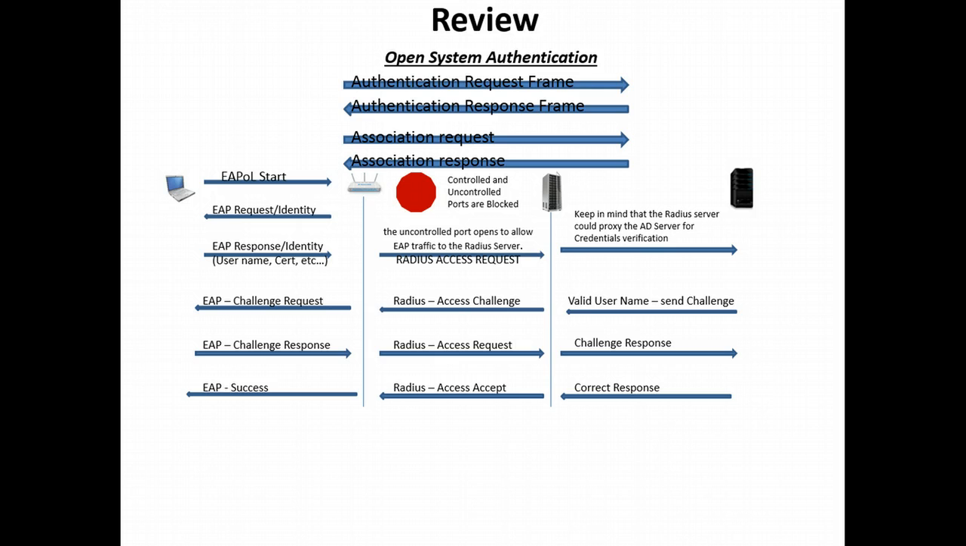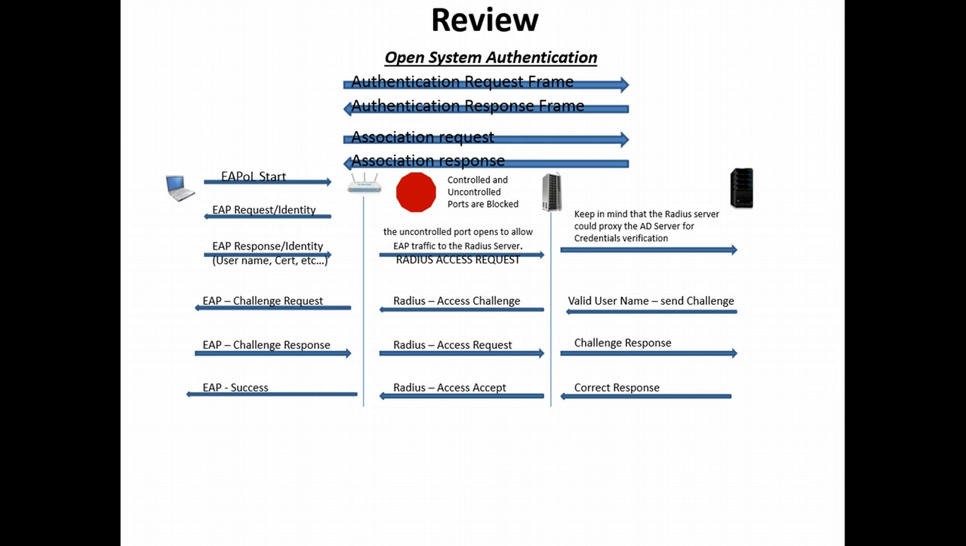You see the EAP request identity from the access point, the EAP response, the RADIUS access request forwarded through the uncontrolled port, the Active Directory checks for the credentials to make sure they're there, it validates the credentials, the RADIUS server will send an access challenge, the access point will forward that challenge to the client, who will respond, the RADIUS access request is then queried over to the database again to make sure it's the correct response. The RADIUS server will then send an access accept frame over to the access point. Our access point will then send an EAP success frame to our client.